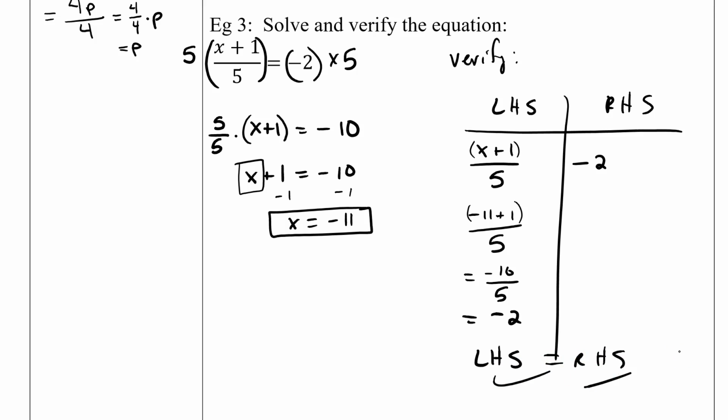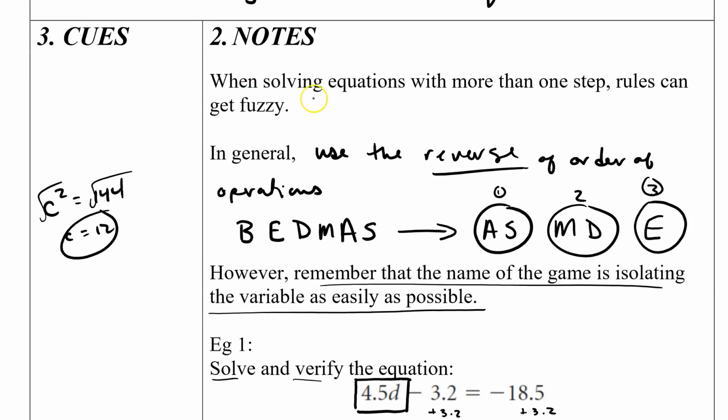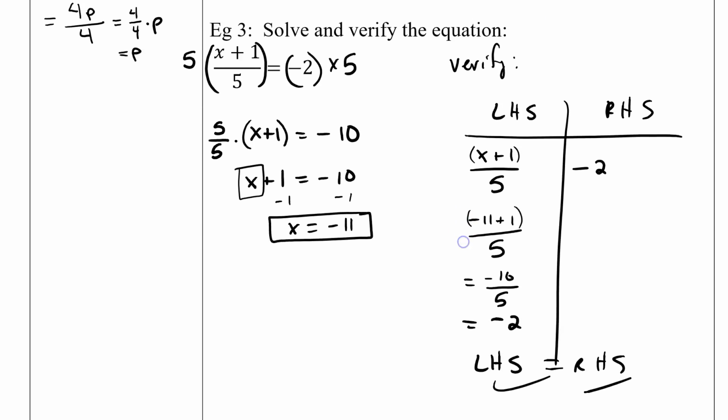Now, I really like showing you this example because it goes back to the beginning of our notes. When solving equations with more than one step, rules can get fuzzy. Okay? So in general, we use the reverse of order of operations. However, remember that the name of the game is isolating the variable in the easiest way possible. So sometimes it's going to be easier, especially when we have fractions, to multiply through by the lowest common denominator.